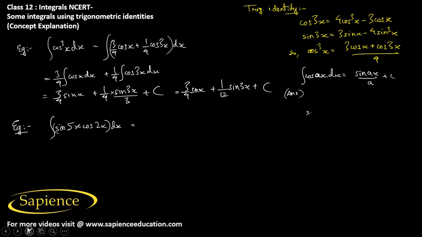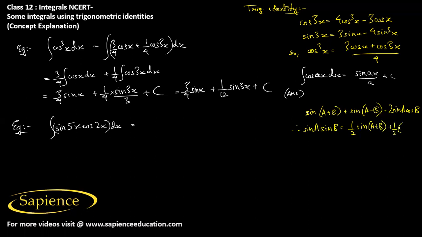So then we know that there is some rule. That is, sine a plus b plus sine a minus b, if we add them, then we will get 2 sine a cos b. So therefore, this sine a cos b we can write as 1 by 2 into sine a plus b plus 1 by 2 into sine a minus b. So this trigonometric identity we have to use here.